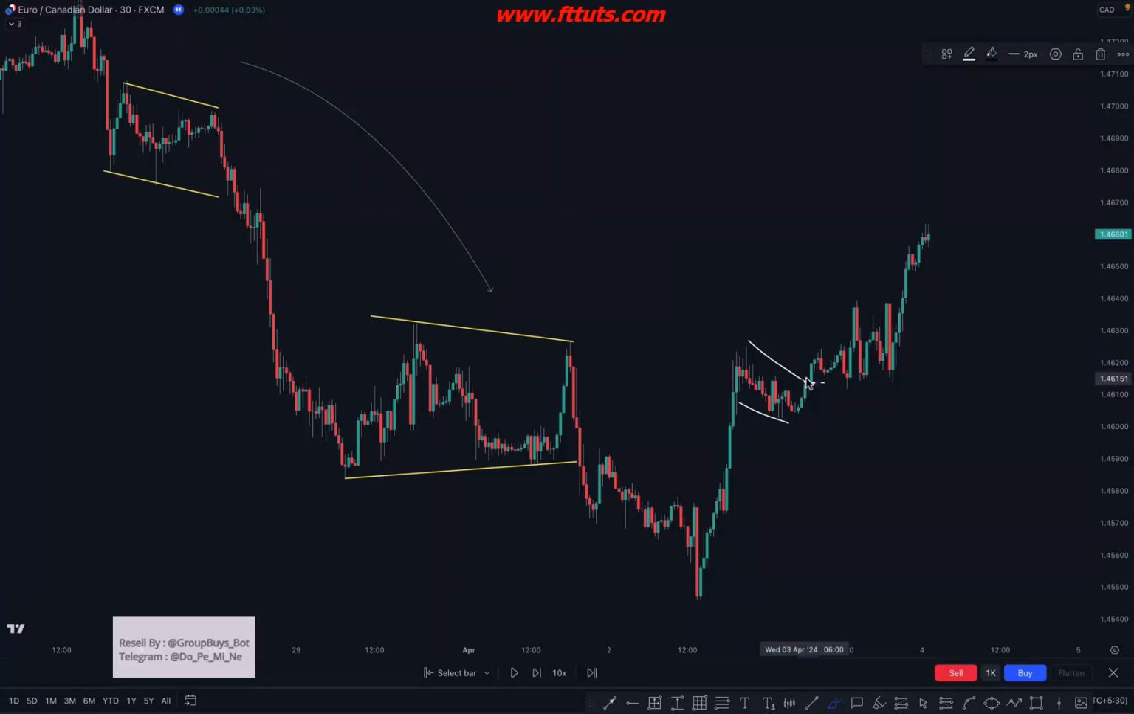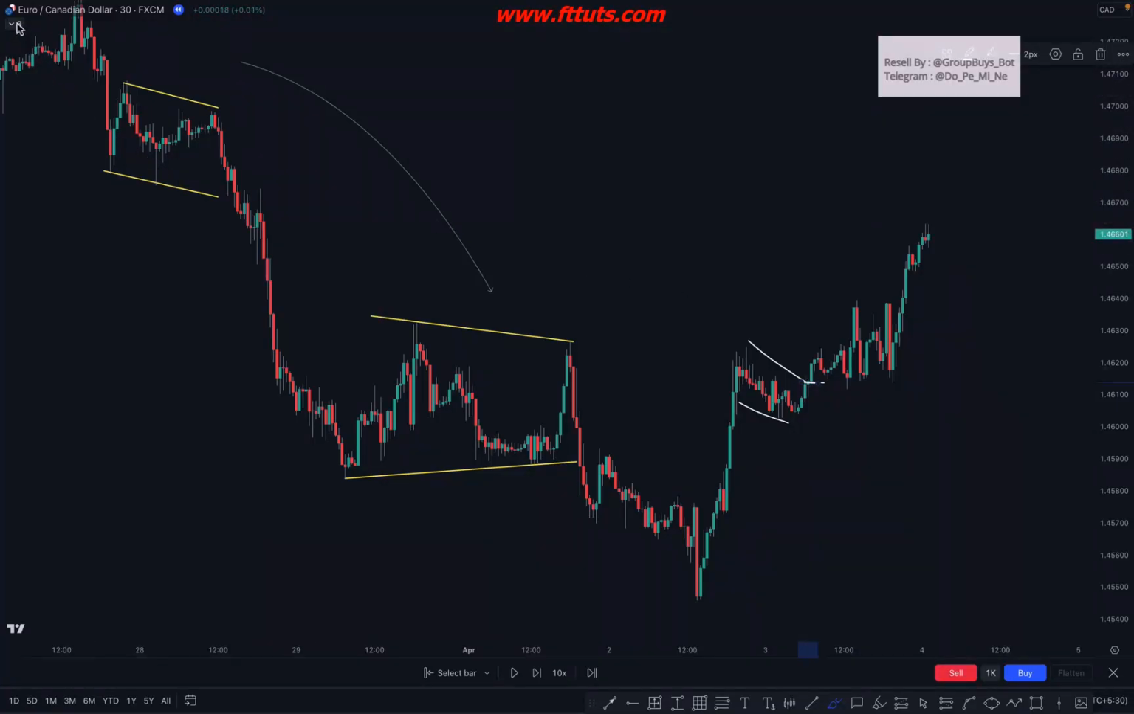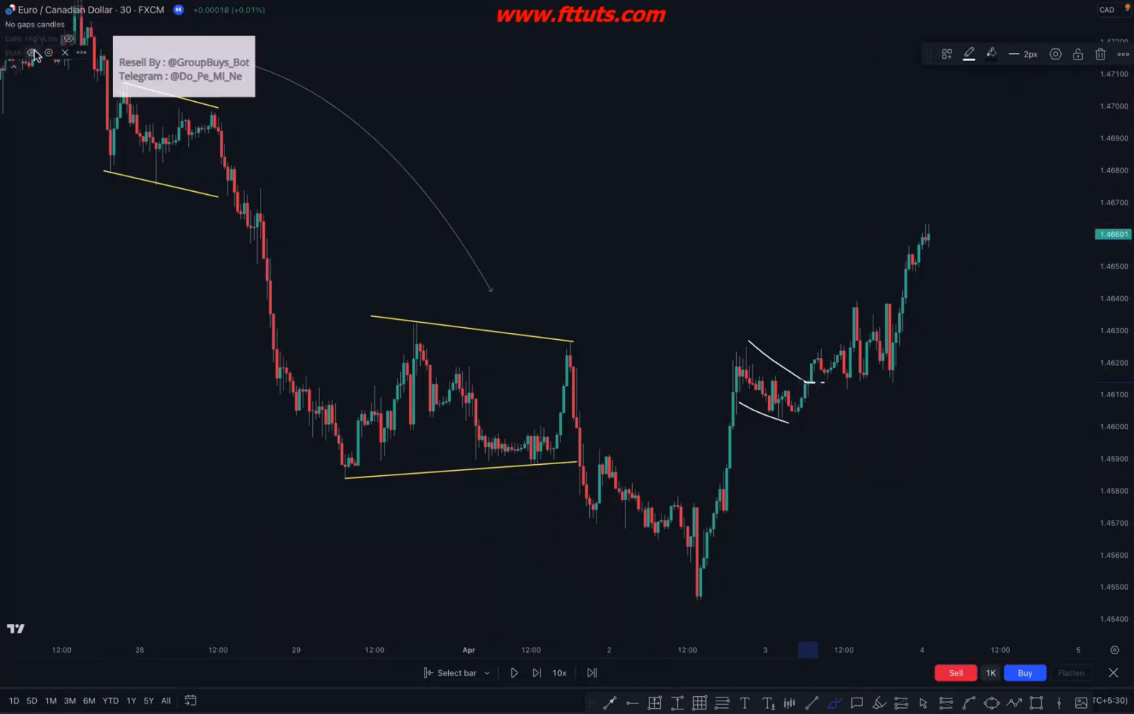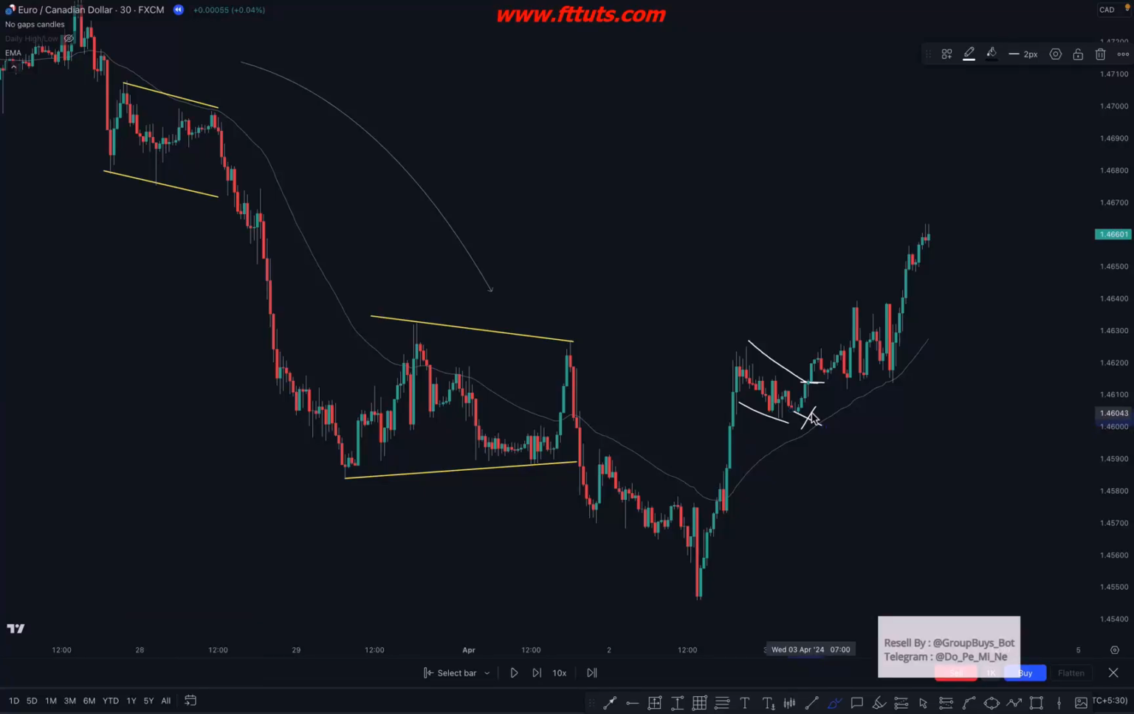Before this buy, we need an additional confirmation based on the EMA 50, right? Let's look at this one. Is there any EMA rejection from this one or not? Looks like the market did not reject from this EMA. So this entry is not valid here, and we are not looking here for the buy.